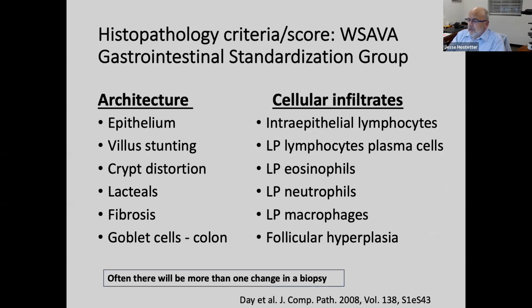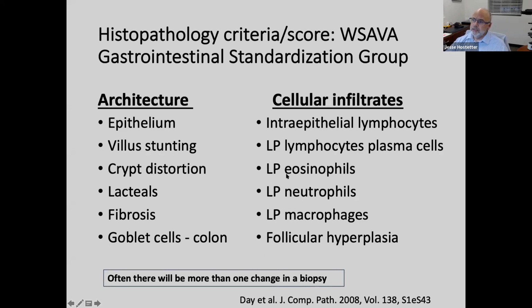This is taken from an article from Day in the Journal of Comparative Pathology. This is an older article, it's from 2008, but I think it's a very, very good article that has stood the test of time. I recommend taking a look at it if you haven't. And this is the WSAVA Gastrointestinal Standardization Group's description of inflammatory changes and histologic criteria. And I like it very much, and much of this talk is really going to incorporate some of the things that were described in this article.